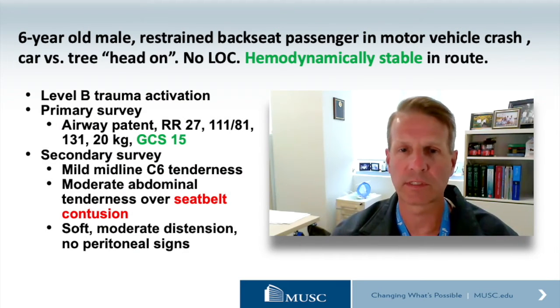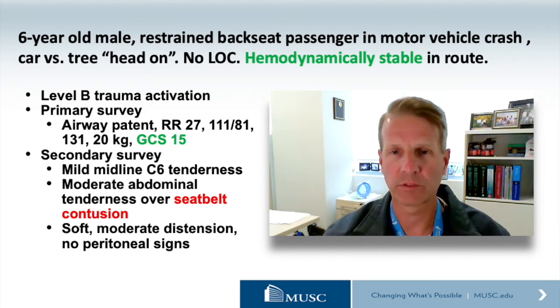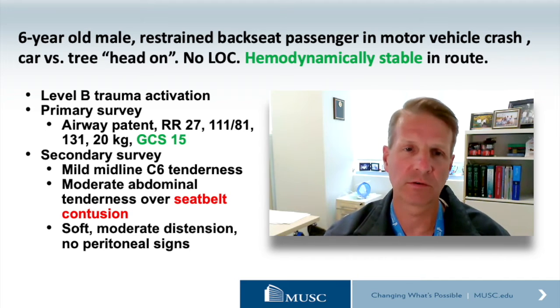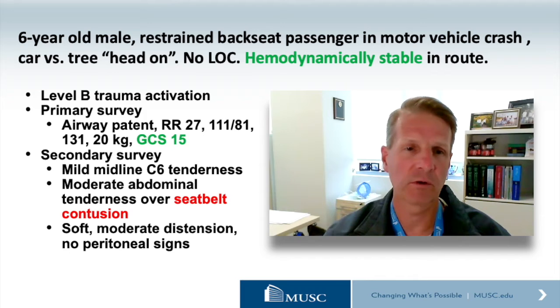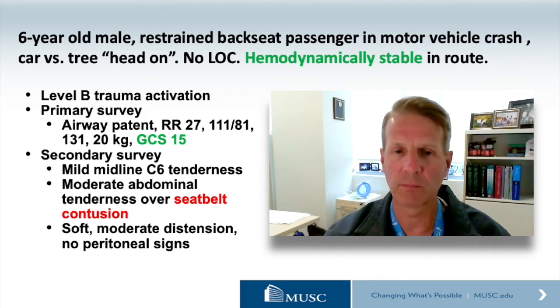To highlight the practice guideline, I chose 2 patients. These are a brother and a sister from the same motor vehicle collision. The first, the brother, is a 6-year-old male. He was a restrained backseat passenger in the MVC. It was a car versus tree, a head-on collision. He had no stated loss of consciousness and was reportedly hemodynamically stable en route. In our institution, he met criterion for second-tier activation or level B.